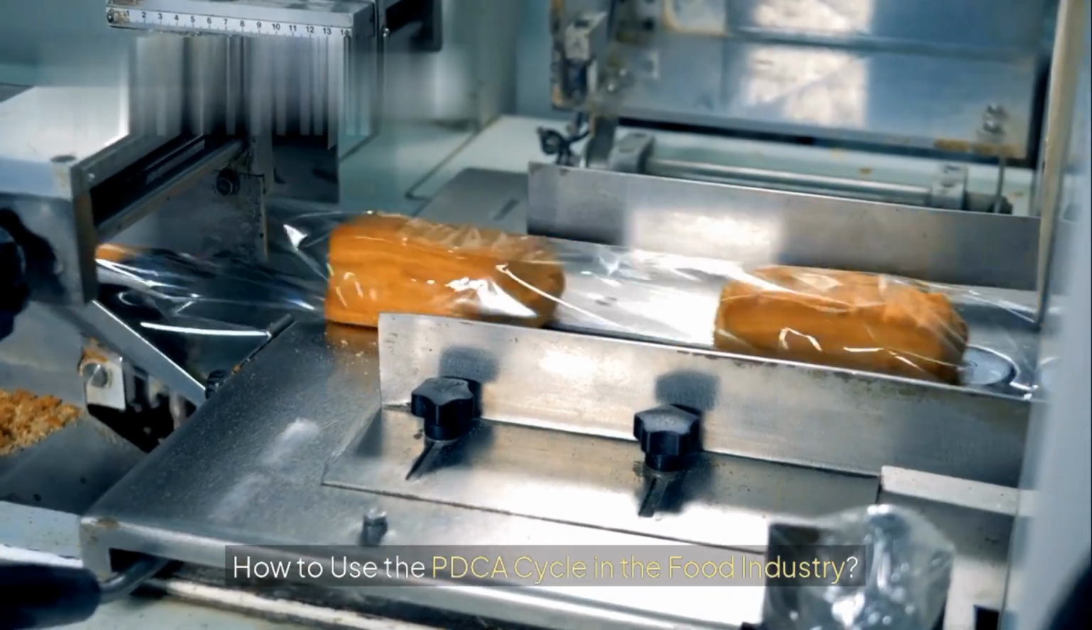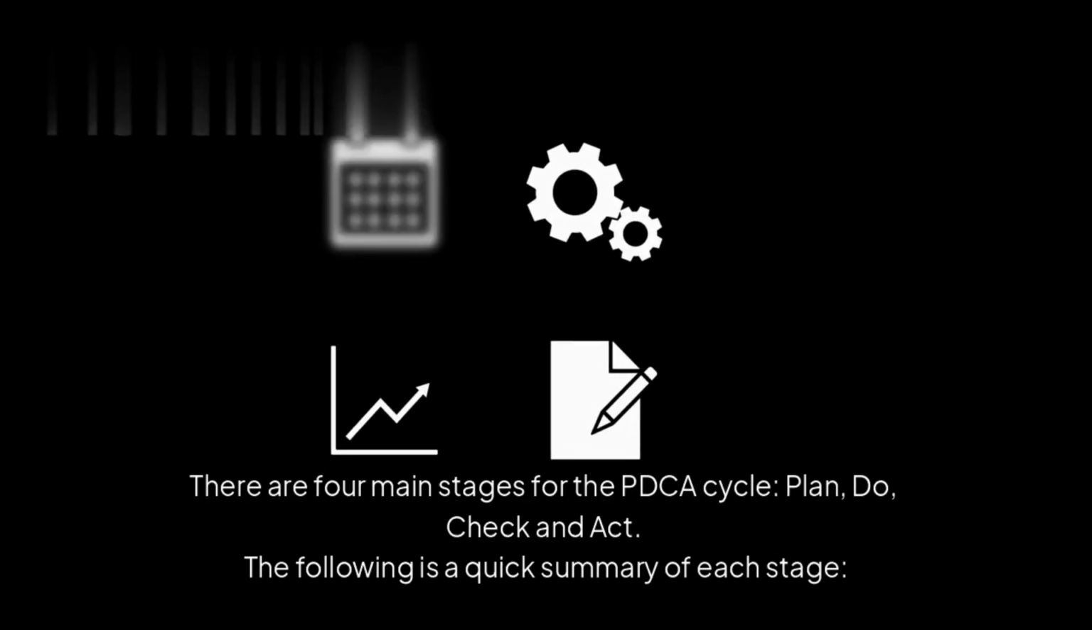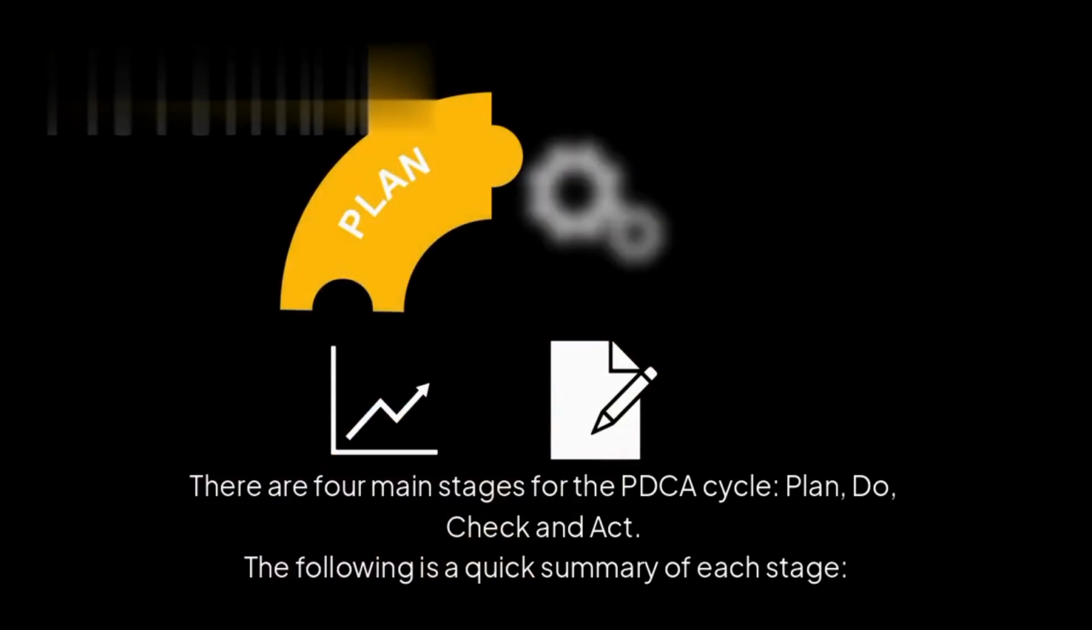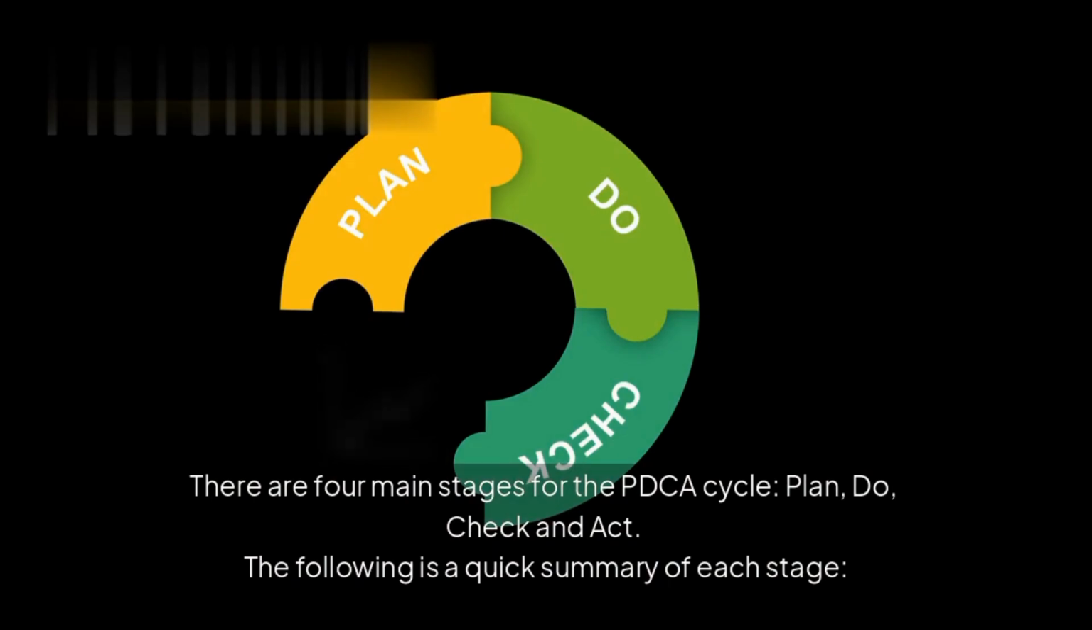How to use the PDCA cycle in the food industry. There are 4 main stages for the PDCA cycle: plan, do, check and act. The following is a quick summary of each stage.